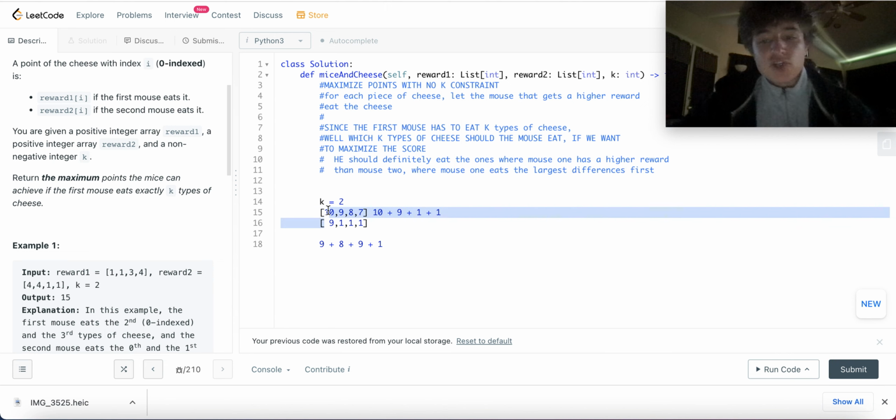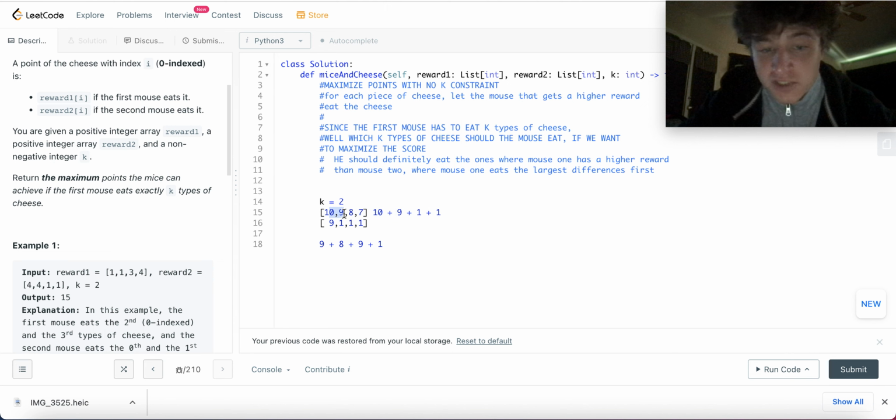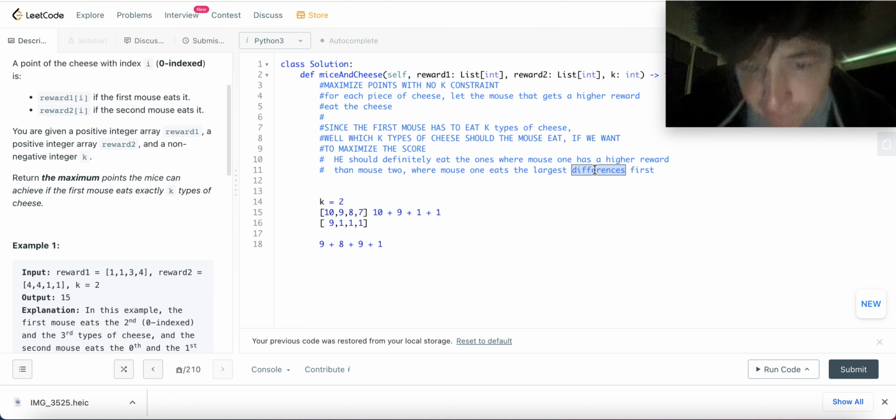The difference is the benefit that I get from eating this piece of cheese. It's not just the value that I get, it's the difference between the two, right? And you see that here. If we don't consider the difference and we just eat the maximum ones first, we only get 21 points. But if we consider the difference, we get 27 points. So that's the difference between these two ideas. We want to do the largest difference first.